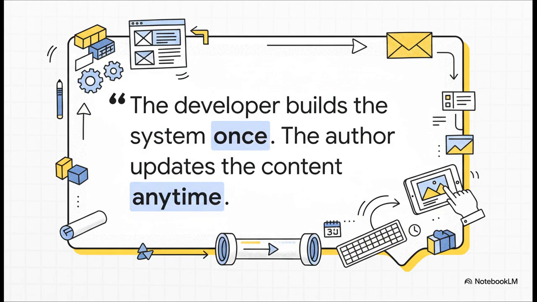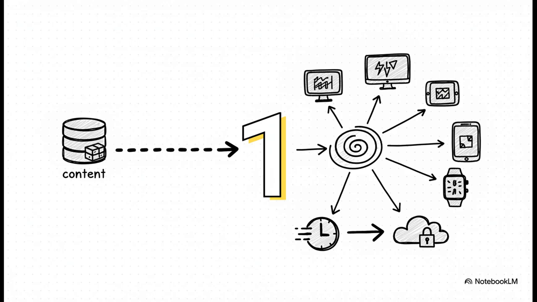You know, the entire philosophy really boils down to this one simple sentence. The developer builds the system once. The author updates the content anytime. This frees up developers to build amazing experiences, while giving the content team the agility they need to manage everything on the fly. So when you get right down to it, it all comes back to one incredibly powerful idea. By decoupling your content from how it's presented, you unlock a level of flexibility and speed that was impossible before. You create your content once, and you can truly deliver it anywhere.